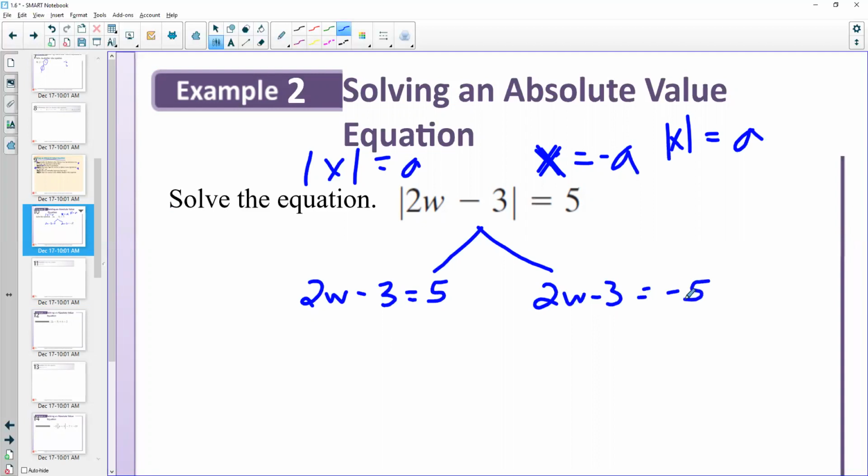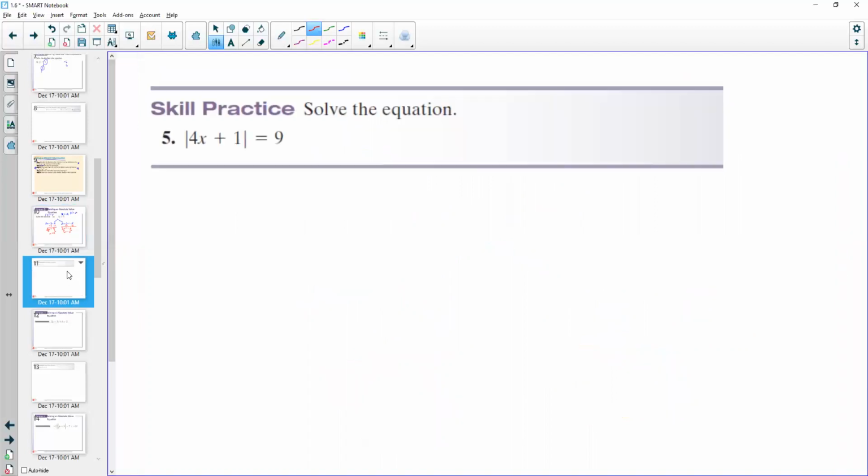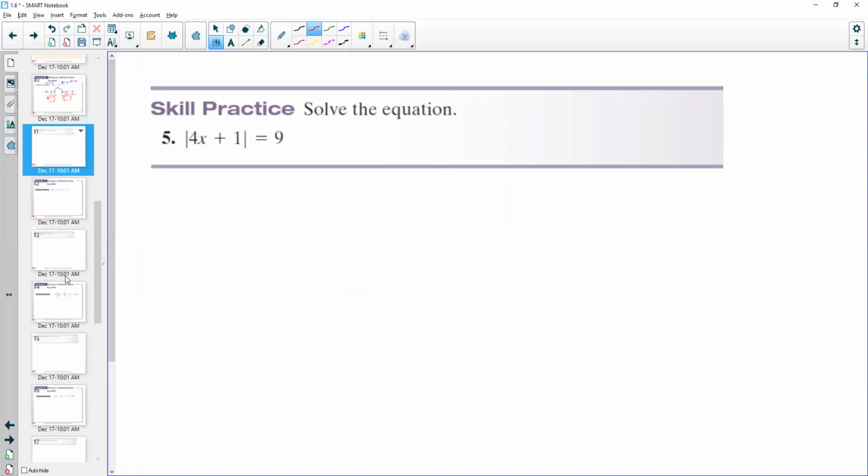And now I'm just going to solve them. I'm going to solve them sort of at the same time so I don't have to move my hand as much because I'm lazy. But I get 2w equals 8 and 2w equals negative 2, divided by 2. I get w equals 4 and I get w equals negative 2. Those are the two solutions that are going to work here. And you can go back and check and make sure they do, okay? All right, this one works exactly the same way. You can try it. I have faith in you.